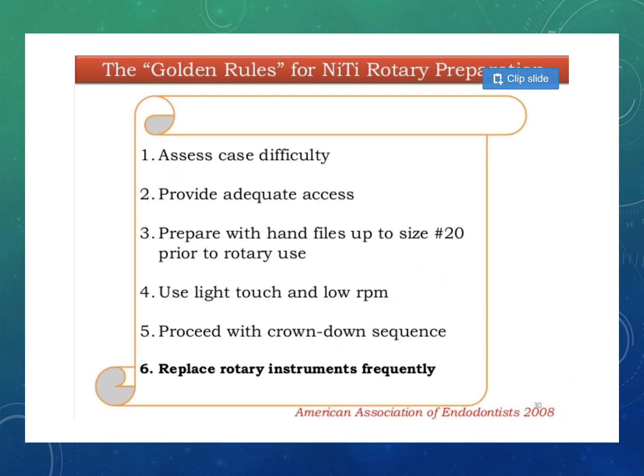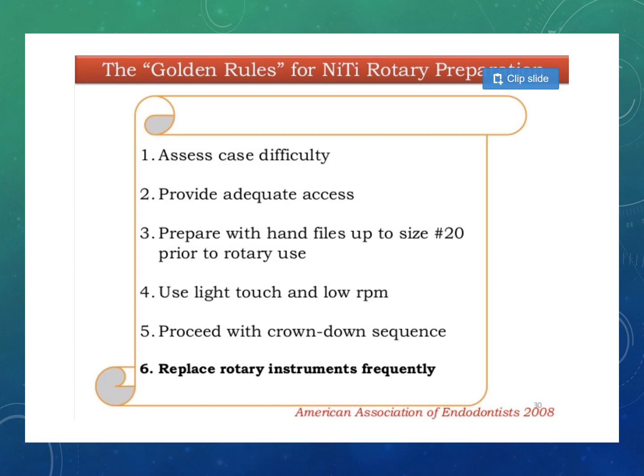And next, the golden rule. Yeah, the golden rule for nickel-titanium rotary preparation. The golden rule here is assess the case difficulty. You assess before the pre-op whether you have a straight canal, a curved canal, an S-shaped canal or a C-shaped canal. Whatever the pre-operative X-rays or a CBCT, you take it and then confirm it.